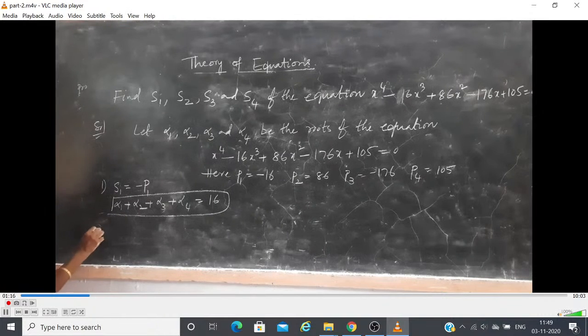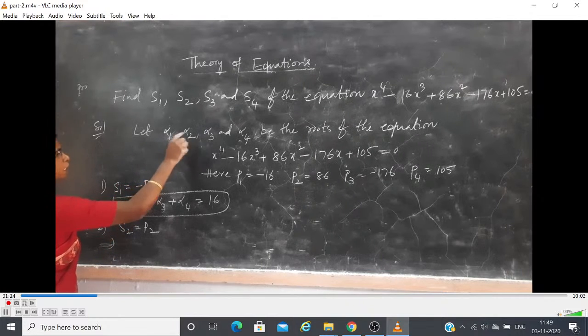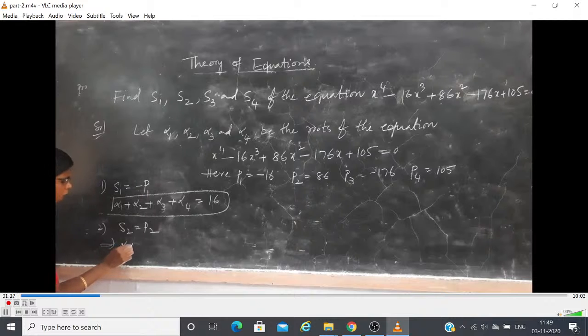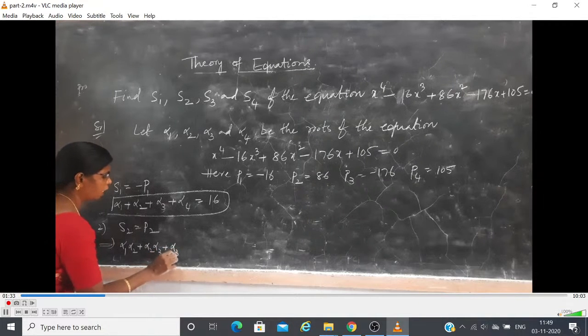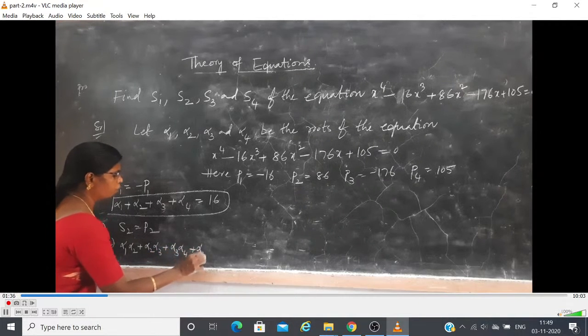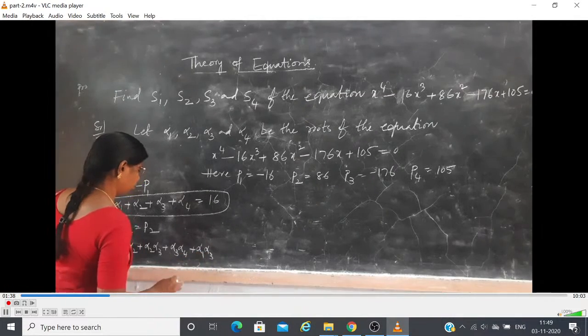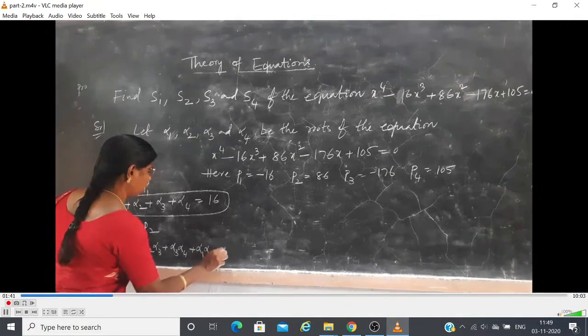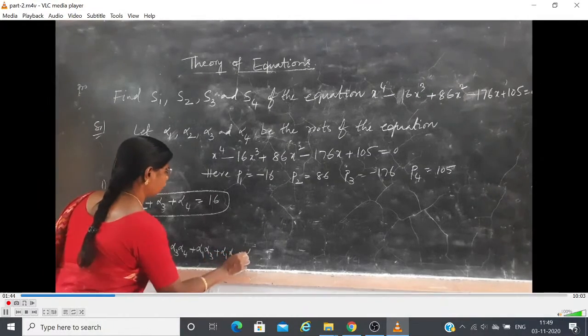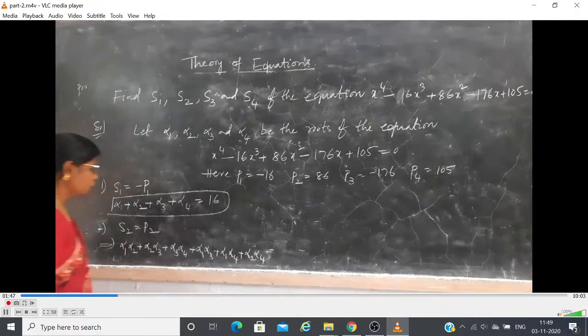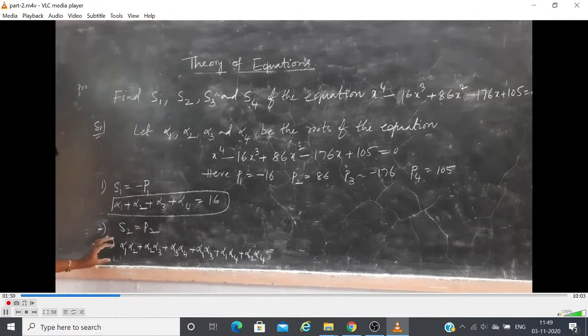Number 2. S2 is equal to P2. Am I right? What is S2? Sum of roots taken 2 at a time. Alpha 1 alpha 2 plus alpha 2 alpha 3 plus alpha 3 alpha 4 plus alpha 1 alpha 3 plus alpha 1 alpha 4 plus alpha 2 alpha 4. So all possible products of alphas taken 2 at a time.